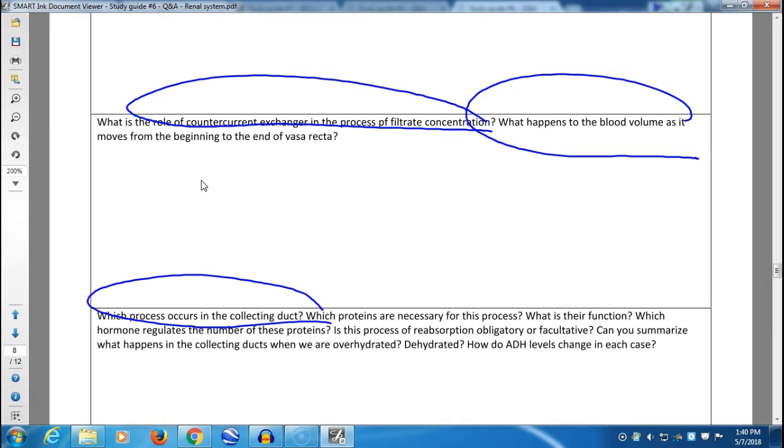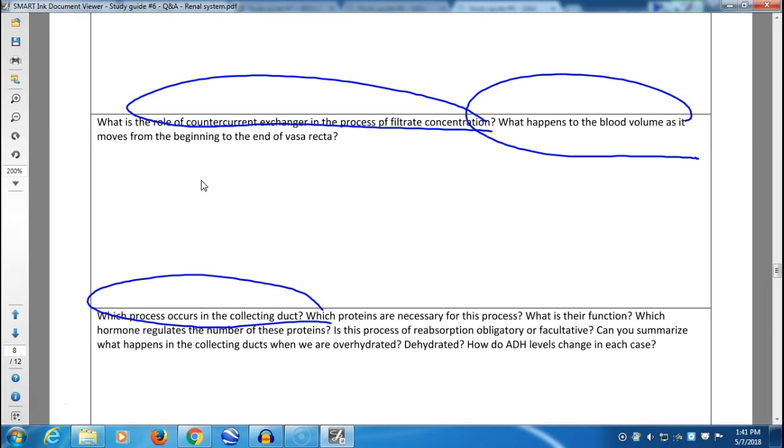If you drink a lot of water, what happens to the osmolality of your blood? It goes down. ADH is produced? Nope. Because it's produced when you are dehydrated. Since you overhydrated, you have no ADH. No ADH means no aquaporins. No aquaporins means no reabsorption in the collecting duct. Means you produce, do you produce a lot of urine or a little? A lot. Is it diluted or concentrated? Diluted.